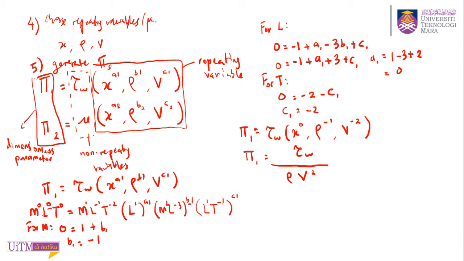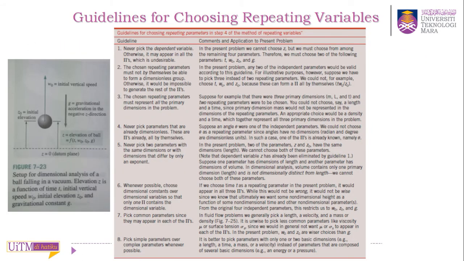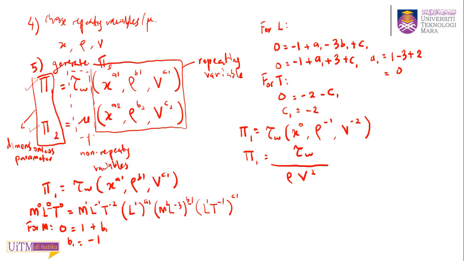Can you follow until here? Yes, sir. Okay. And we do the same for our second pi. We have 2 pi. So pi 1 is settled, we need to do the same for pi 2. Let me add a slide first, there's no more space. One moment.